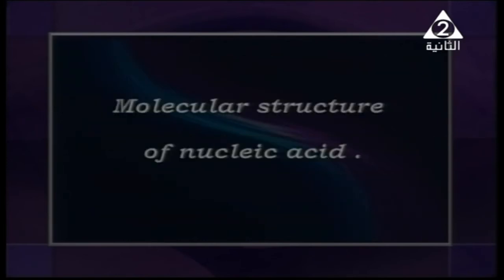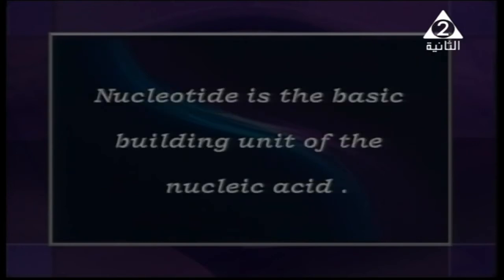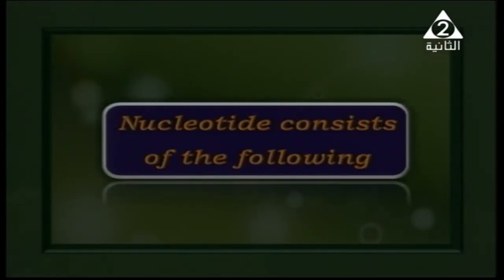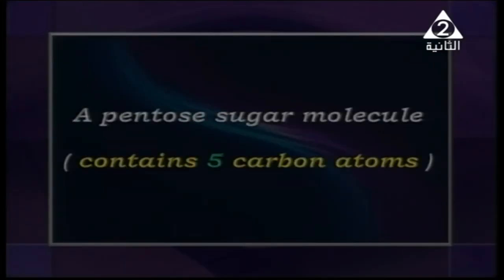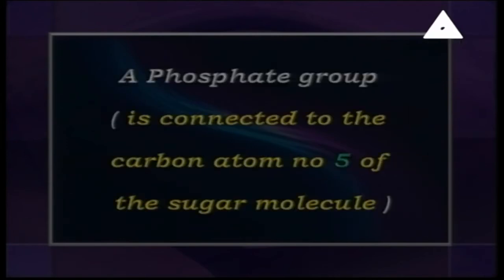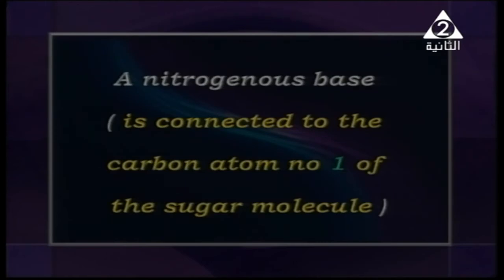And we are going to know the molecular structure of nucleic acid. Nucleotide is the basic building unit of the nucleic acid. And the nucleotide consists of the following. Number 1, a pentose sugar molecule that contains 5 carbon atoms. Number 2, a phosphate group connected to the carbon atom number 5 of the sugar molecule. Number 3, a nitrogenous base connected to the carbon atom number 1 of the sugar molecule.